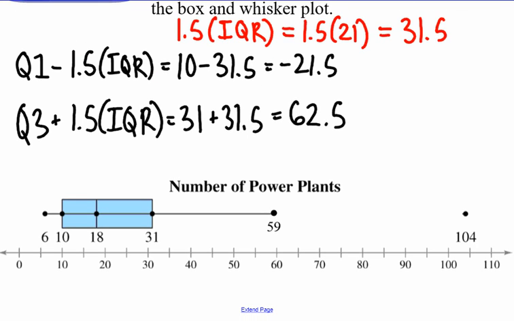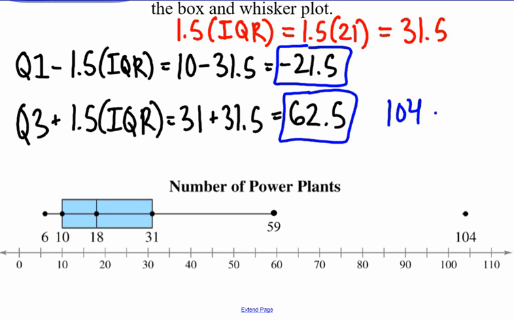And when I construct it, then my new box and whisker plot is going to look like the following. There are no values that are obviously below this, so there are no lower outliers, and there is one value that is above 62.5, so that is why 104 is an outlier. And I denote it with a dot. My new maximum then is 59 when I draw my box and whisker plot, and that is the rule that we use for determining an outlier.